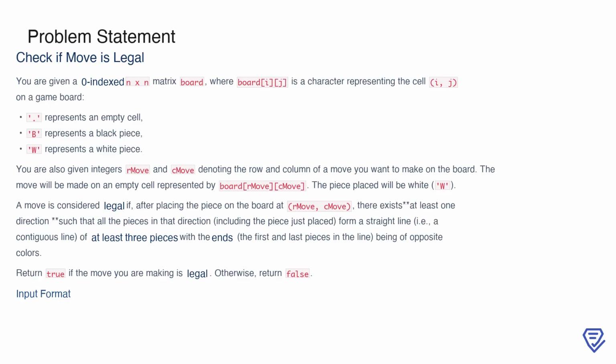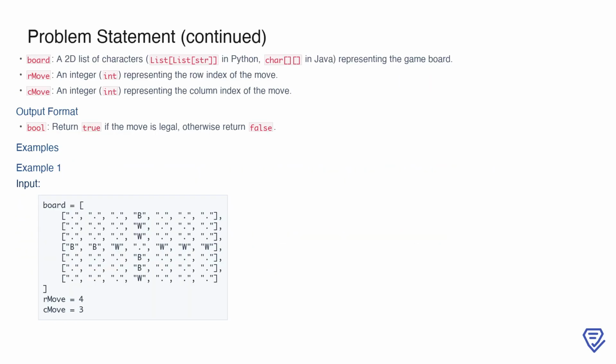A move is considered legal if, after placing the white piece, there exists at least one straight line of at least three pieces, including the piece just placed, where the first and last pieces in that line are of opposite colors. If such a line exists in any direction, the move is legal, and you should return true; otherwise, return false. The board is provided as a 2D list of characters in Python or a 2D array of characters in Java. The move's row and column indices, rMove and cMove, are integers that specify the position where the white piece will be placed. The output is a Boolean value: return true if the move is legal, and false if it's not.